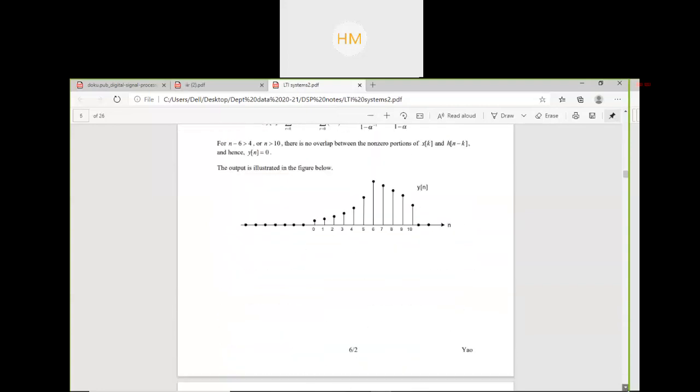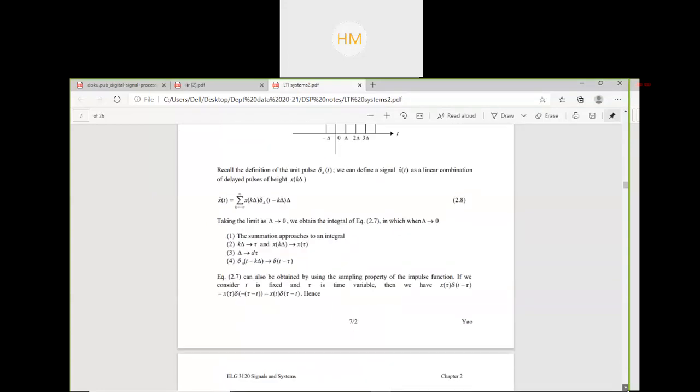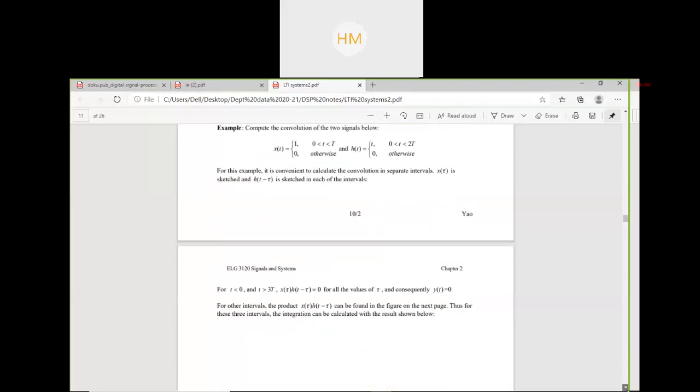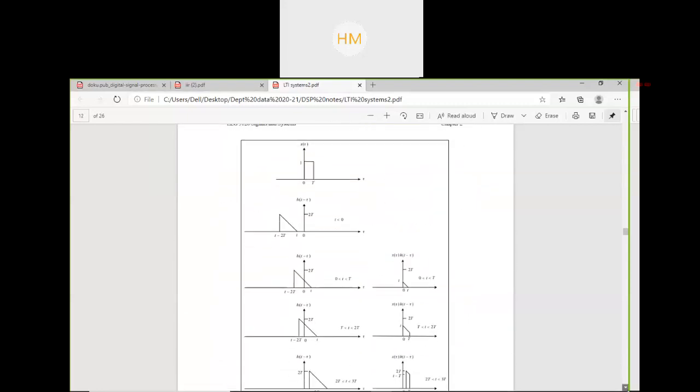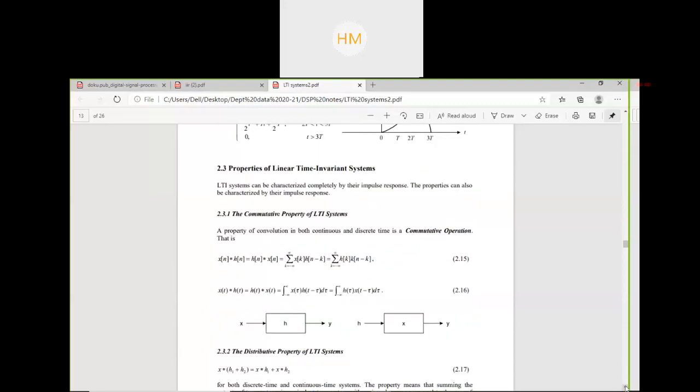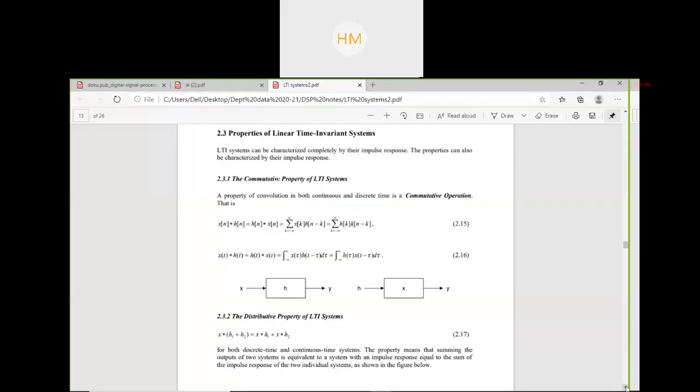There are many convolution examples. We will discuss it later on. See, here we are just discussing for the discrete time domain, not for the continuous domain signals. Now, very important property of LTI systems. Next heading is properties of LSI systems. LSI systems can be characterized completely by their impulse response. The properties can also be characterized by their impulse response.